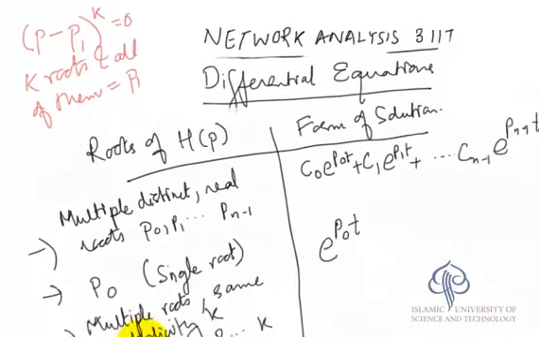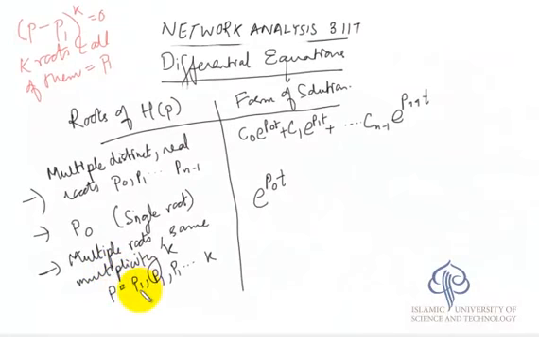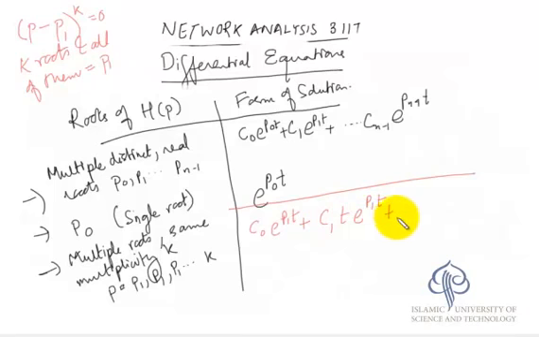So in the case where the roots are p is equal to p1 with multiplicity k, we can write the solution to be c0 e to the power p1t plus c1 t times e to the power p1t plus c2 t square times e to the power p1t plus, if we continue up to c(k minus 1) t to the power k minus 1 e to the power p1t. This is going to be the form of the solution.